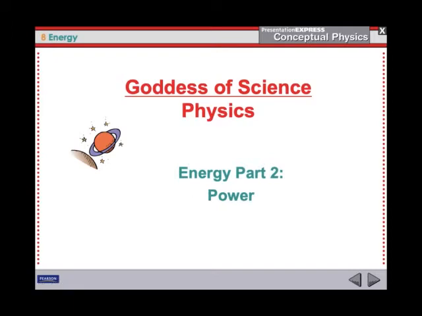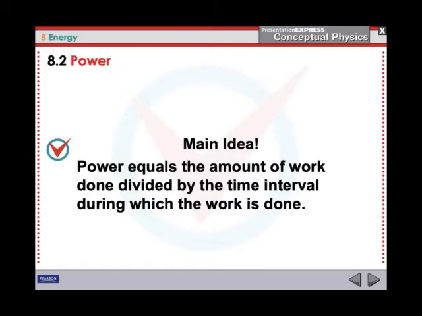Today we're going to talk about power, which is part 2 of my energy series. Usually when we talk about power, it's like, oh, we lost power because of the storm. That's power, but it's a little bit different than what we're talking about when we talk about power in physics class. Power equals the amount of work done divided by the time interval during which the work is done. So it's the rate that work is done.